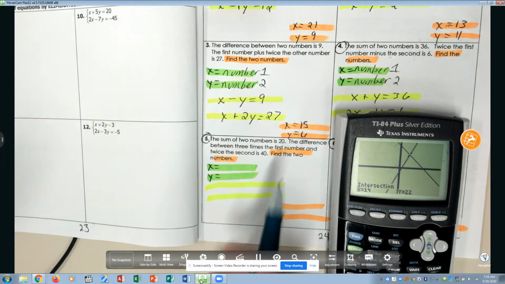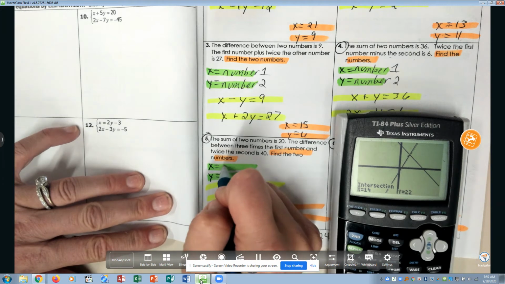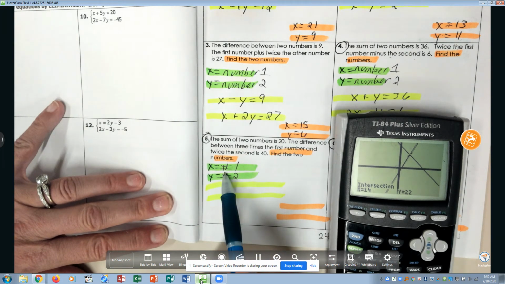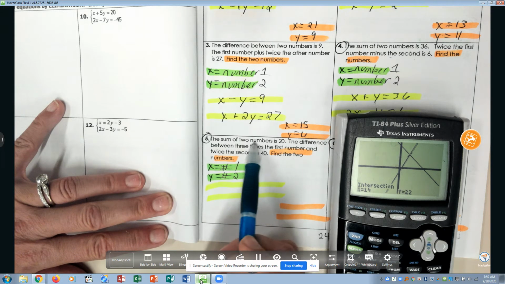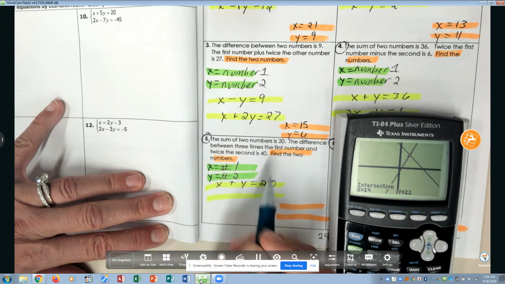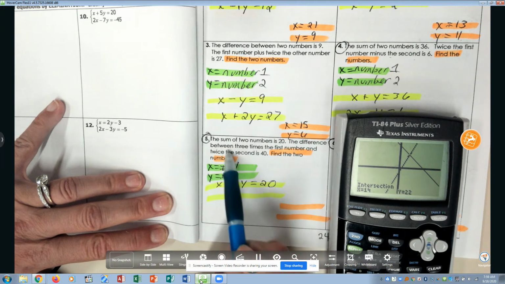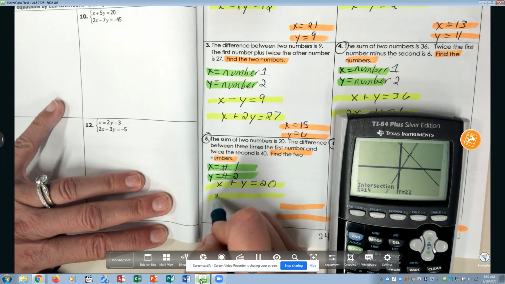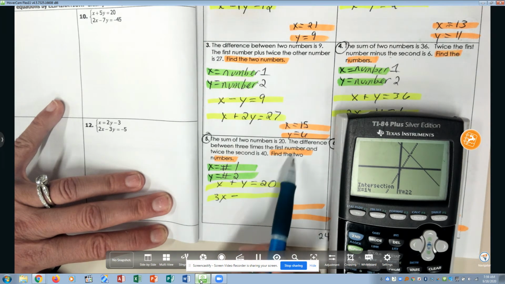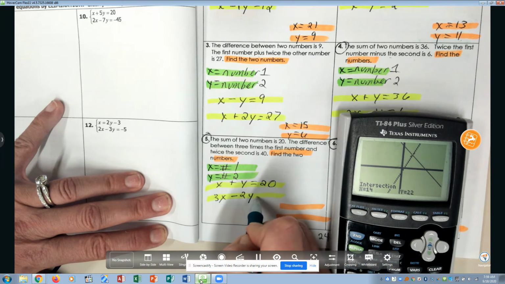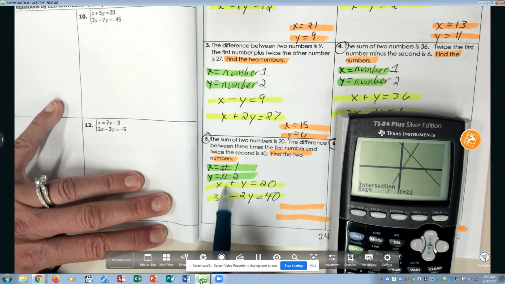Okay, you're trying to find the two numbers again. So number 1, number 2. You should have defined your variables. That's the first part. The sum of the numbers is 20, so x plus y equals 20. The difference between 3 times the first number, so 3 times x, difference means subtract, and twice the second, so 2y, is 40. So this is what you should have chosen out of your options.